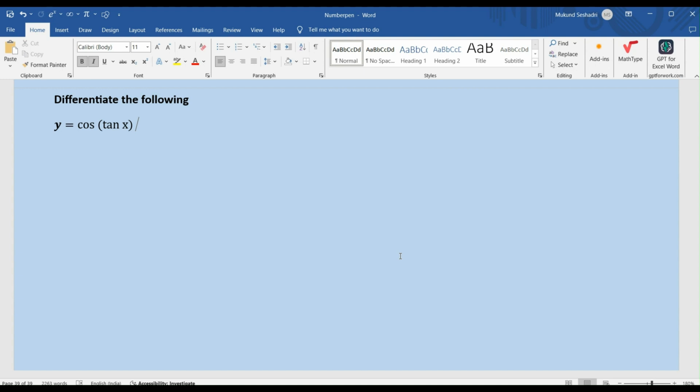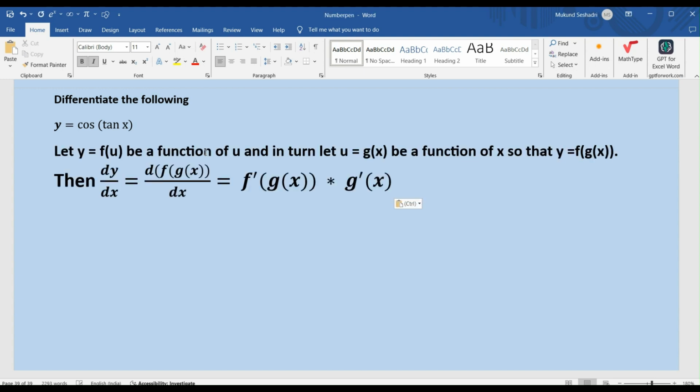Let's put out what the chain rule is first. Let y equals f of u be a function of u, and in turn u equals g of x be a function of x, so that y equals f of g of x. Then my dy by dx equals f dashed of g of x into g dashed of x, right?